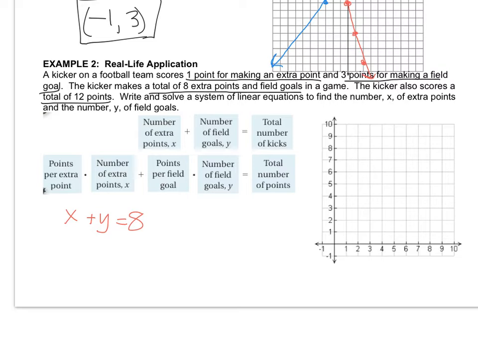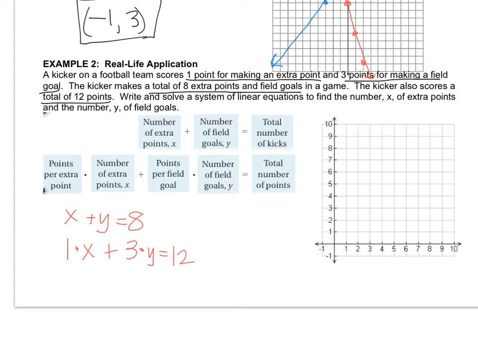Now we read the second equation, the points per extra point. Well, each extra point is 1. So we have 1 times the number of extra points, which we don't know. That's what we're trying to figure out. So we leave that as x, plus, and I'm just following the guide here, the points per field goal. If you go back up to the story, it says that the field goals were 3. And then the number of field goals, which we don't know, so we write times y. That equals the total number of points, which it says is 12.